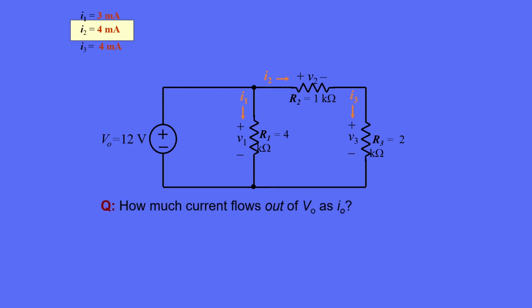Here's one question. How much current flows out of the voltage source V0 as I0? We can find the answer by using Kirchhoff's current law at the node labeled in green. I0 is equal to I1 plus I2. If we plug in the values we found for I1 and I2, we get the answer, 7 milliamps.